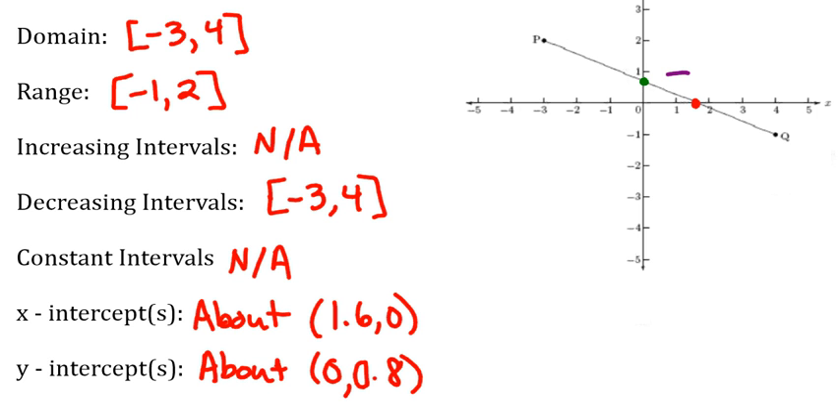At this point, we just have to estimate, so that's why we have the about in front. If we had a rule for this function like we have in the past, we could do some substitutions and some solving, but we don't have that, so we're going to have to do some approximations.